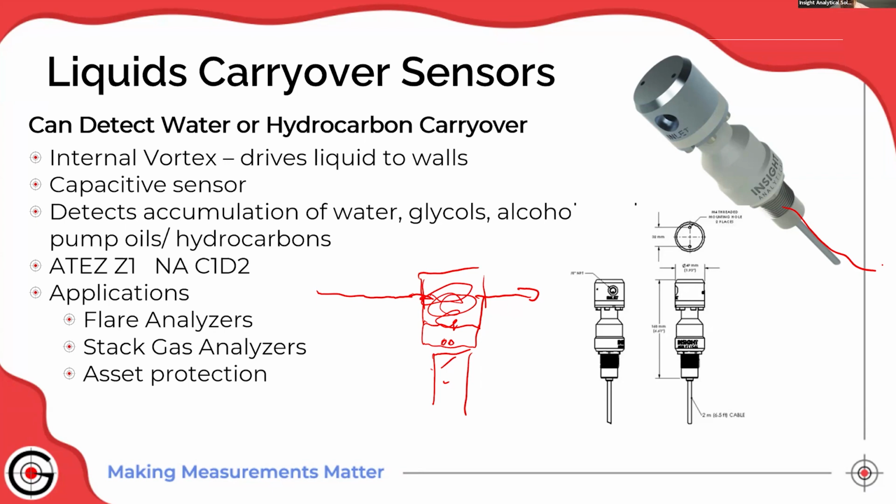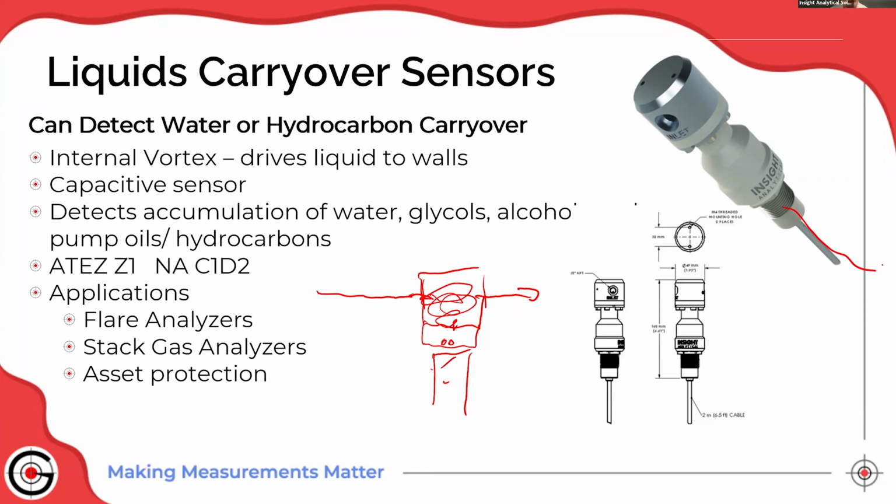And so it just says you're building up liquids inside of the carryover sensor. If you keep running like this, those are going to probably get into your analyzer. So we can use the output from this to raise an alarm that there's liquids carryover, to close a valve to protect the analyzer, and we can use it to protect our assets so we don't have to do as much maintenance on the analyzers.